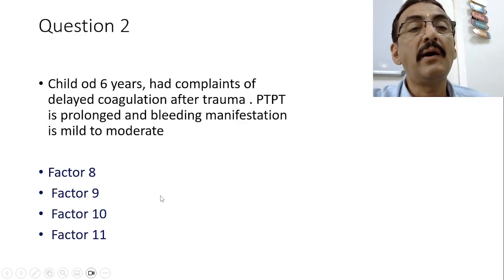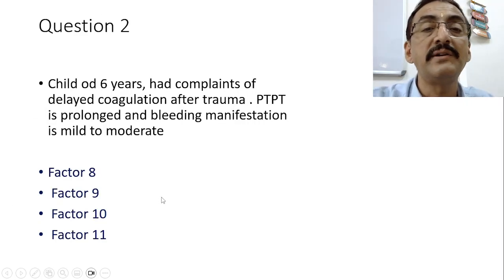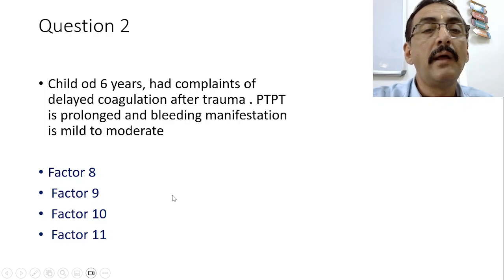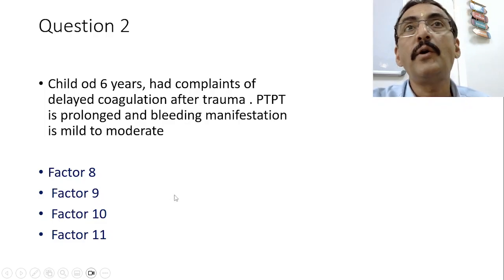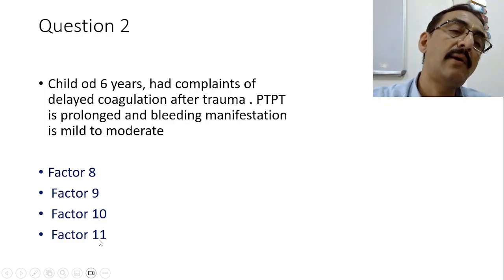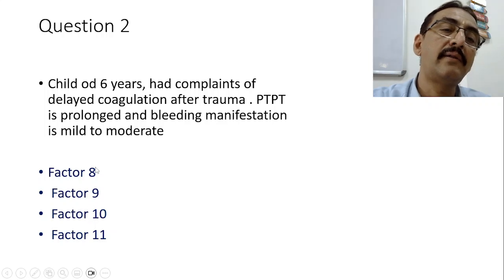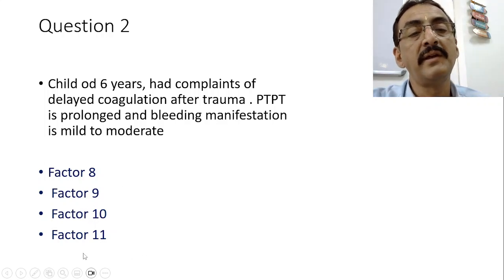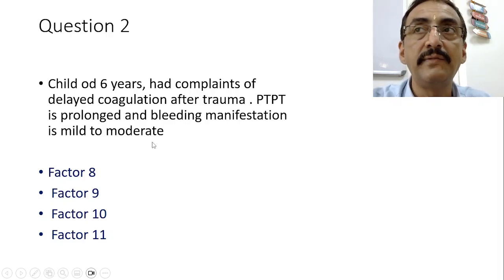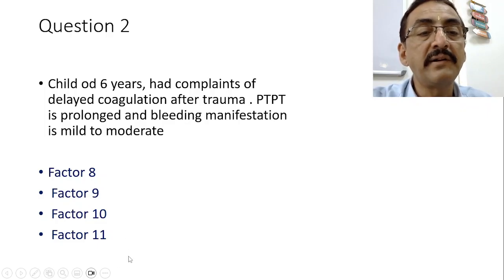Another question, a child of 6 years complains of delayed coagulation after trauma and APTT is prolonged, and the bleeding manifestation is mild to moderate. So APTT is prolonged means it is an intrinsic pathway. In the intrinsic pathway we will have 11, 10, 9, and all the factors given in the options are of the intrinsic pathway. The only clue is they have given mild to moderate, very mild. So it is not factor number 8 or 9. So the possibility is factor number 11.